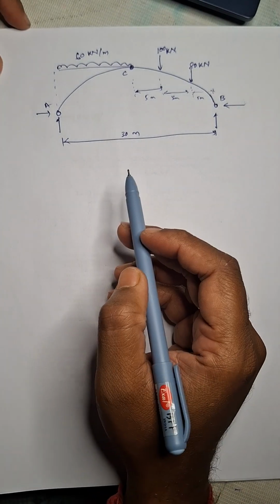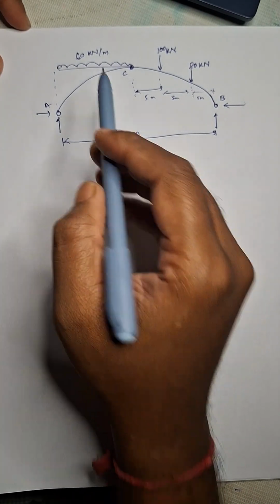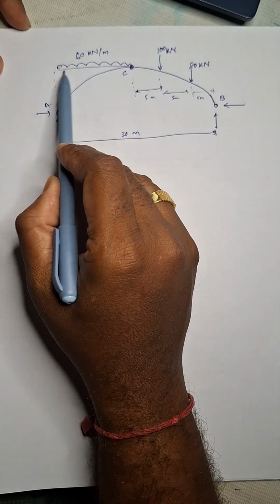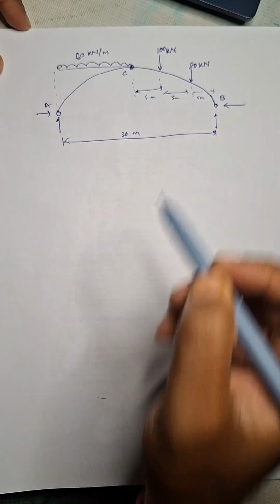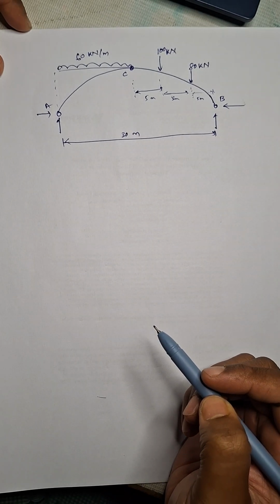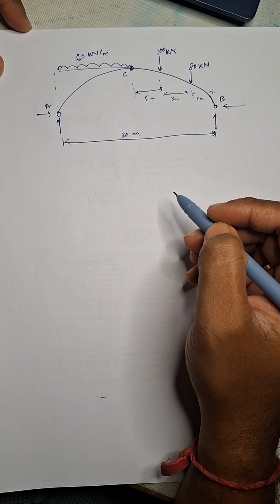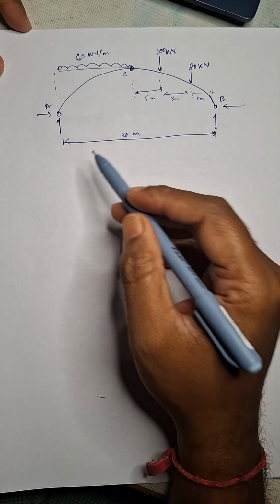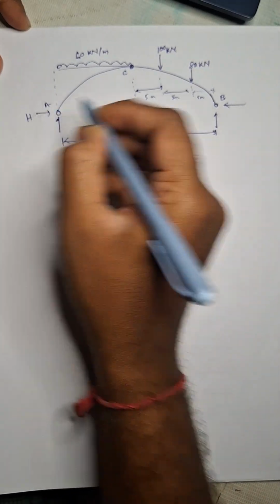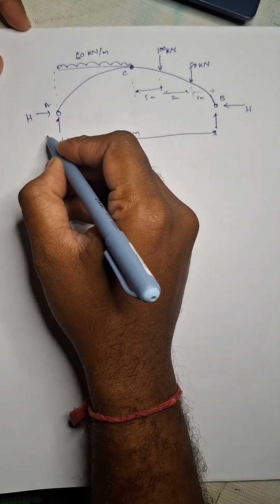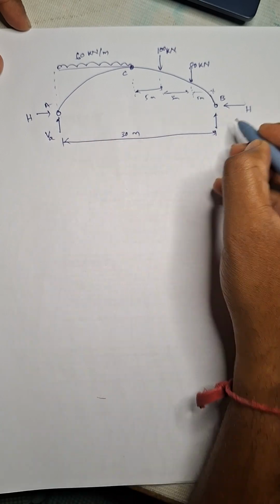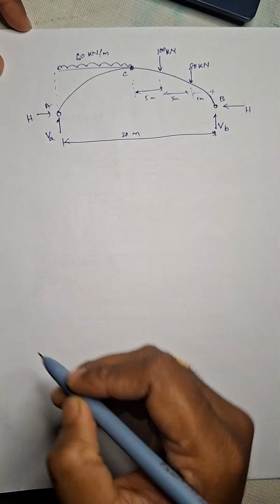So this is a three-hinged arch with a loading condition of 60 kN per meter on its left half and 2 point loads as shown in the figure. It is asked to find the horizontal thrust H at each support. To find that, we first have to find the support reactions Va and Vb.